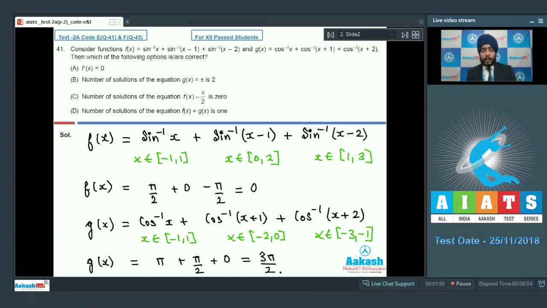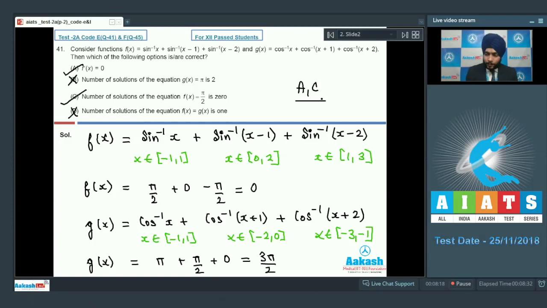Again, it is a constant function. A option, f dash x equal to 0, correct. B option, number of solutions of the equation g(x) equal to pi. g(x) is a constant function equal to 3 pi by 2. Option B is wrong. g(x) can never be equal to pi. C option, f(x) is equal to pi by 2, again 0 solutions, correct option. D option, f(x) is equal to g(x), never possible, wrong option. AC is the correct choice for question number 41.